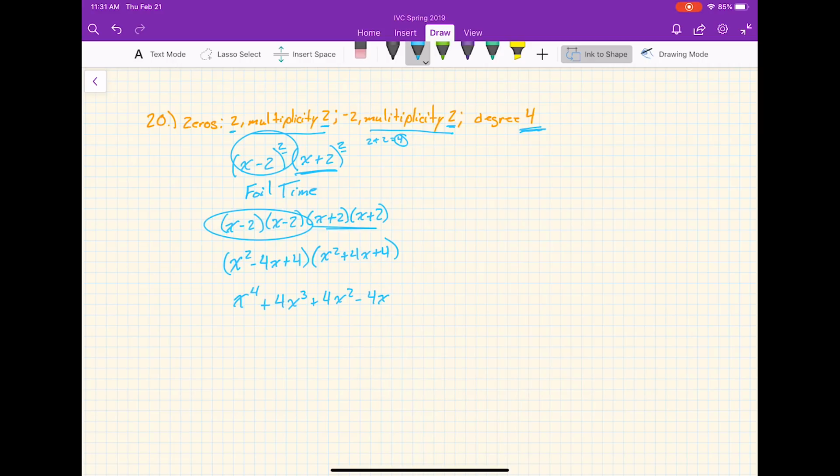Now we have negative 4x times x squared, so that's negative 4x to the third minus 16x squared minus 16x. And then FOIL out the 4, so that's going to be plus 4x squared plus 16x and plus 16.